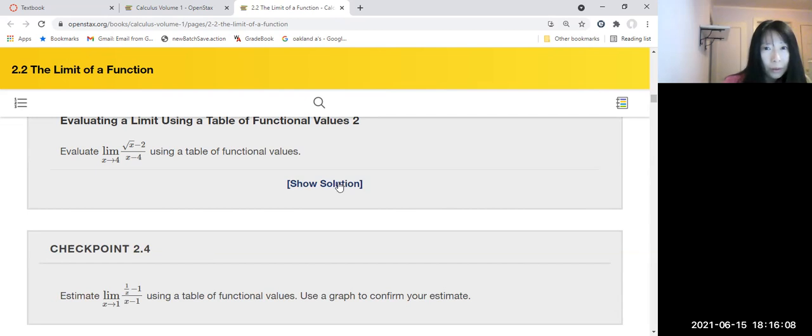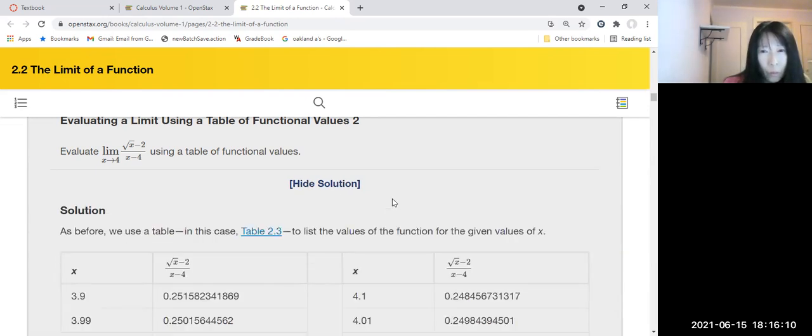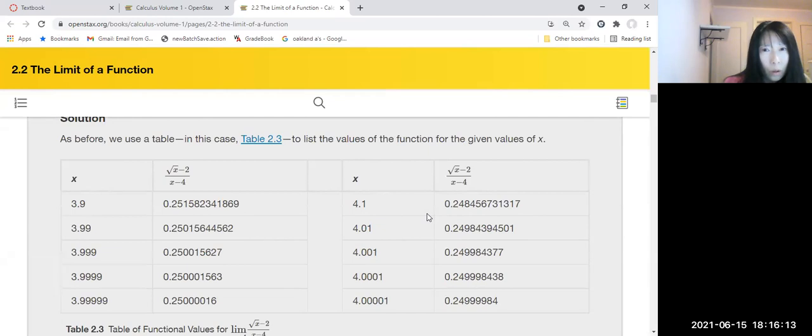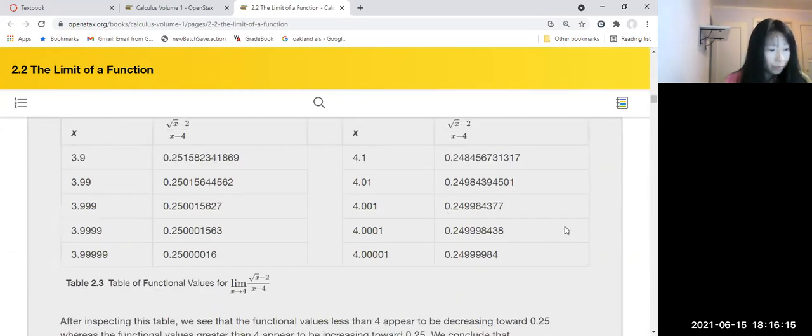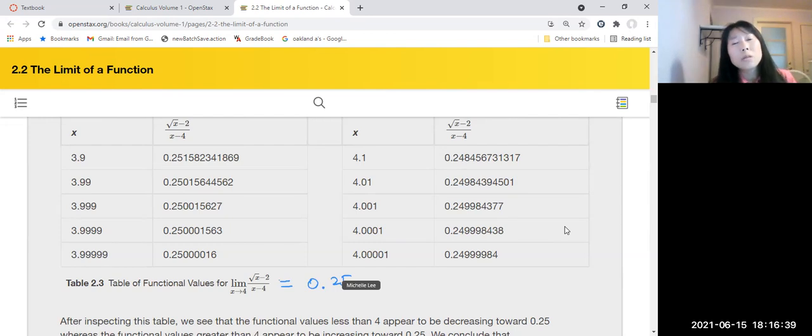How about this one? Can you please take a look? It looks like 0.25 is what it's getting close to. Yeah, excellent. It's getting to 0.25. So let me write it down here: 0.25. All right. So let's take a look at the graph.